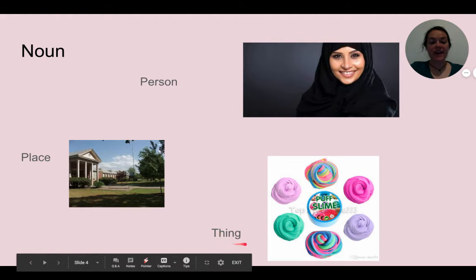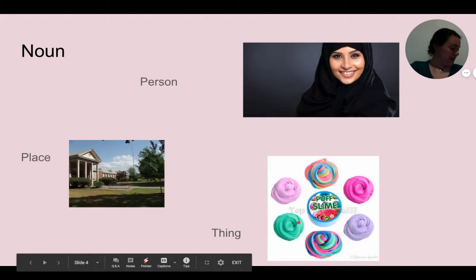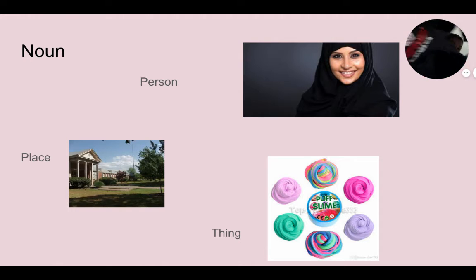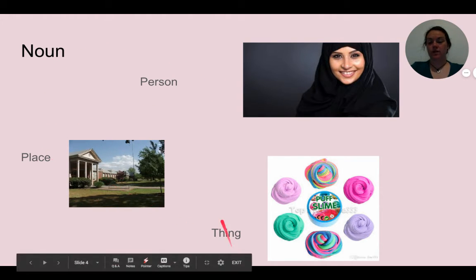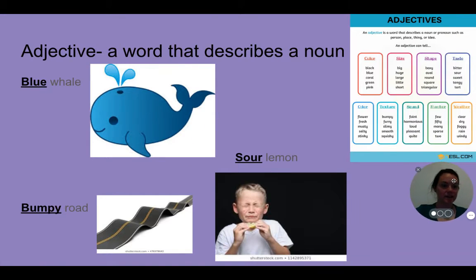And then a thing is any other type of object. So it could be slime, it could be a shoe, it could be a shirt, it could be a box, it could be a phone. It's just a thing. Okay? So a noun is a person, place, or thing. Now an adjective, I'm going to move my head down here. An adjective is a word that describes a noun. So again, a noun is a person, place, or a thing.